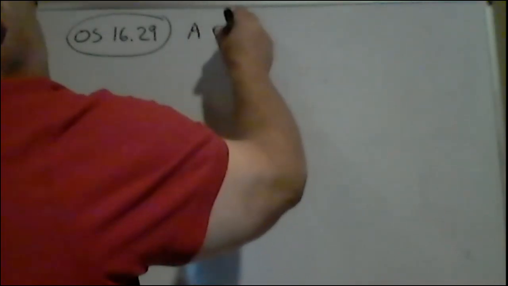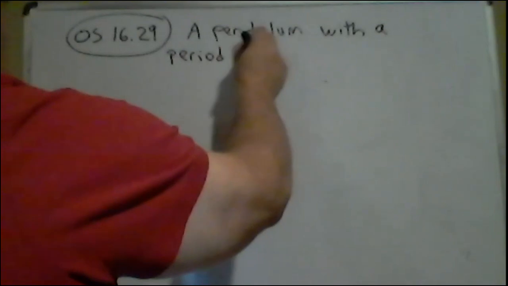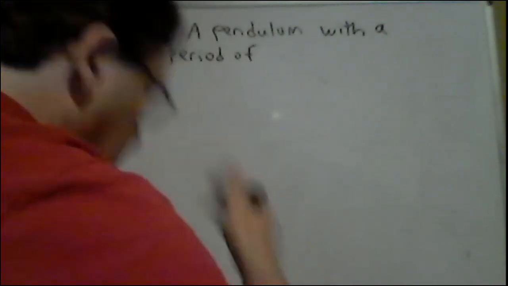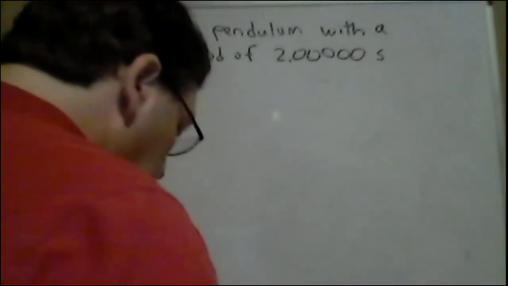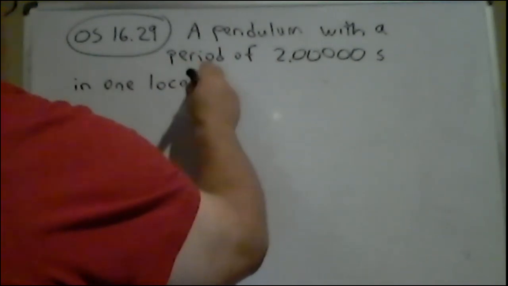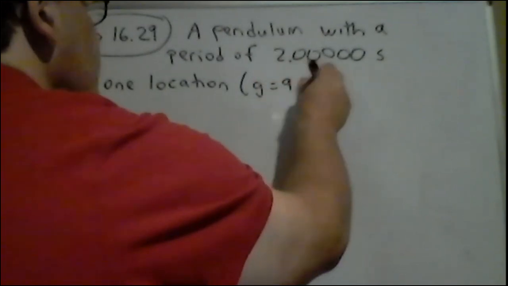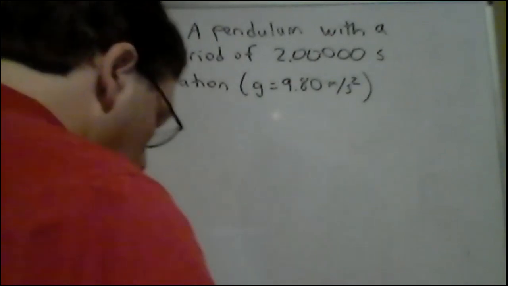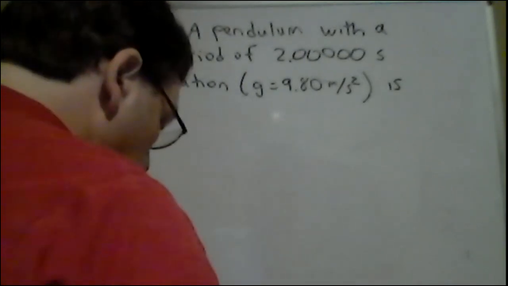All right, so 16.29: a pendulum with a period, and we need to be very precise here, of 2.00000 seconds in one location, where G is 9.80 meters per second squared, is moved to a new location.